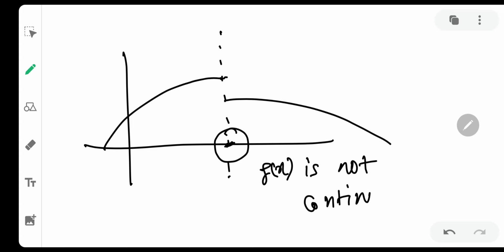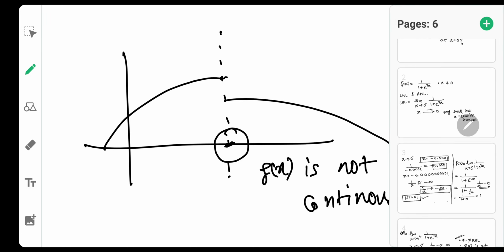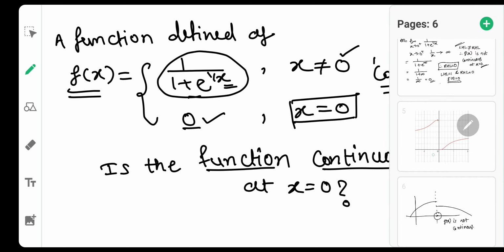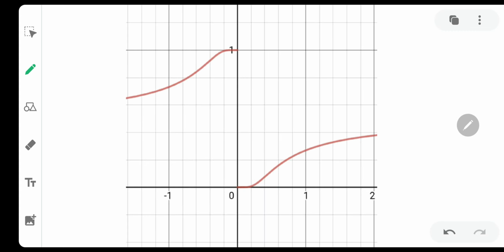So as we have now solved a particular question concerning 1 upon 1 plus e raised to 1 by x, I would like you to have a look at the graph. Now this graph is made by a simulator for 1 upon 1 plus e raised to 1 by x. Now at x equal to 0, as you can see, to the RHL the value is 0 or very close to 0, but to the LHL you can see the value is 1 or very close to 1.